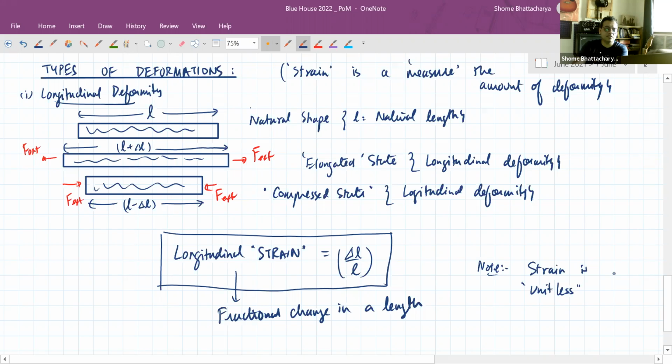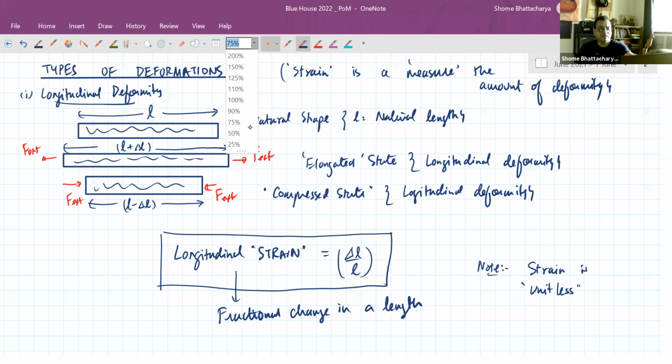So if a 5-meter rod has undergone a 1 centimeter extension, then we will say the strain is equal to 1 centimeter divided by 5 meters. So that's 1 by 500, or that is 0.2%, or 0.002. Okay, so let's write that down as a numerical example also.